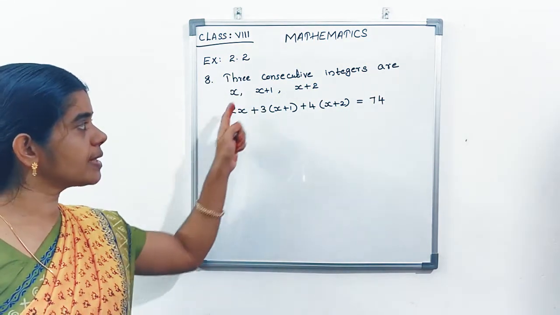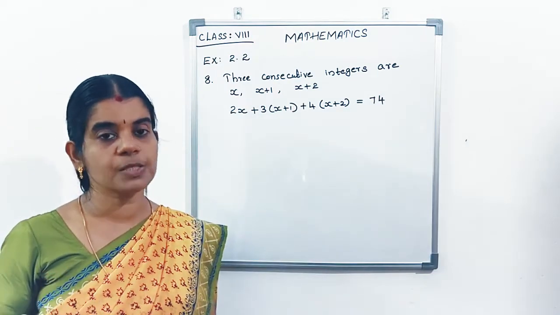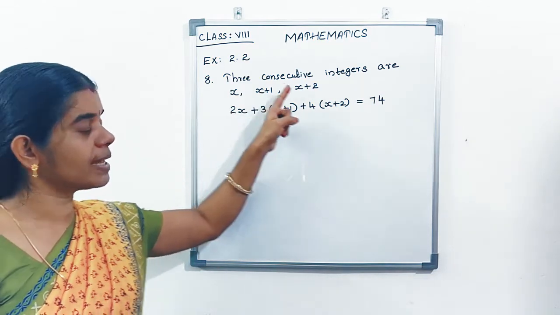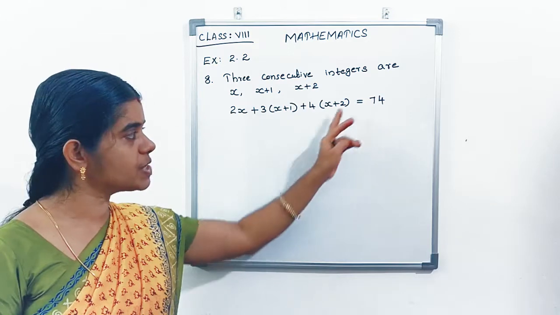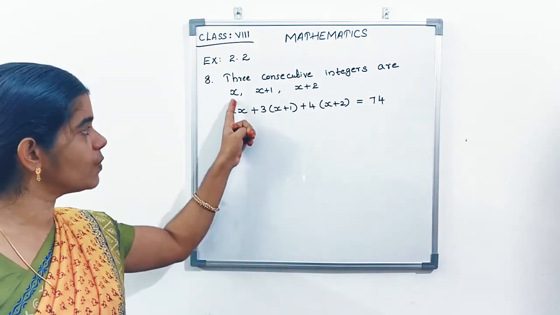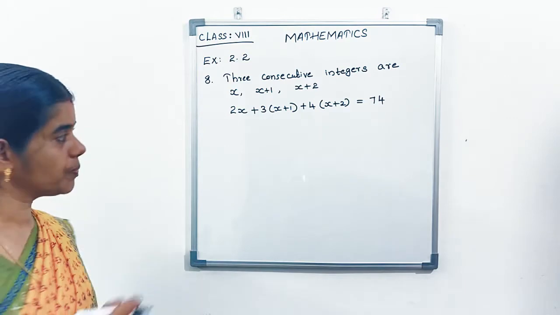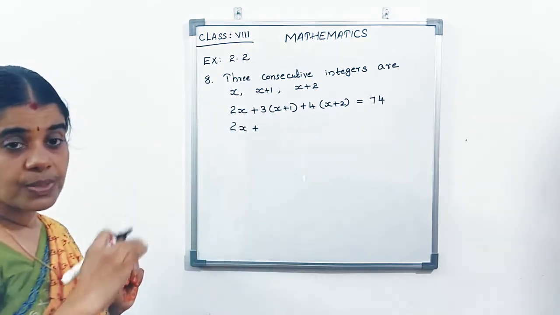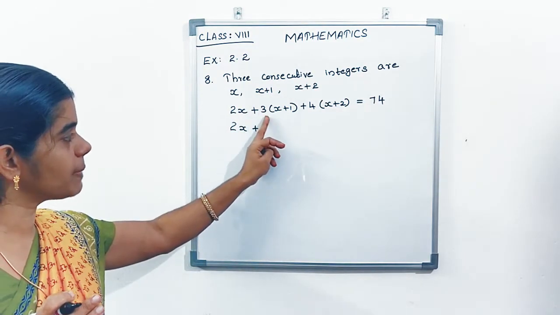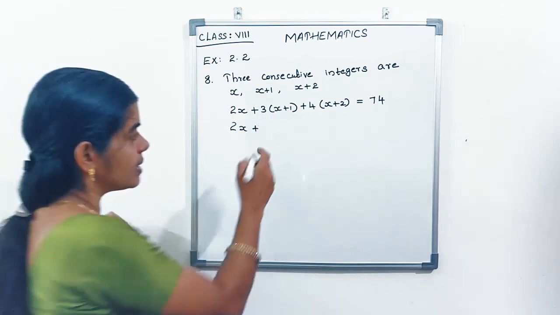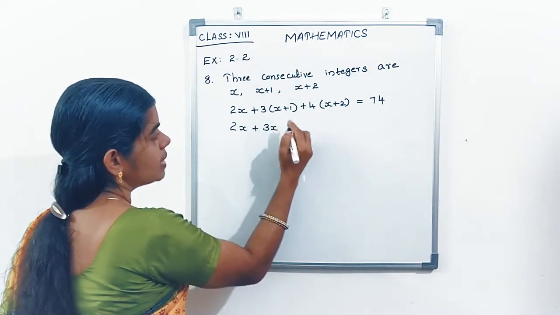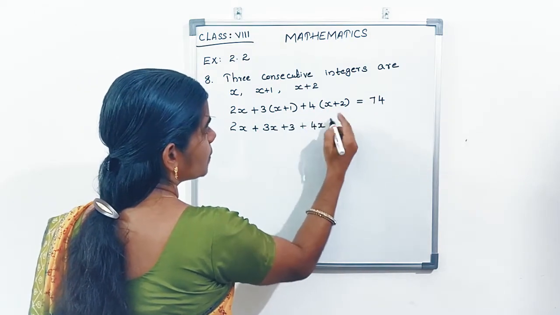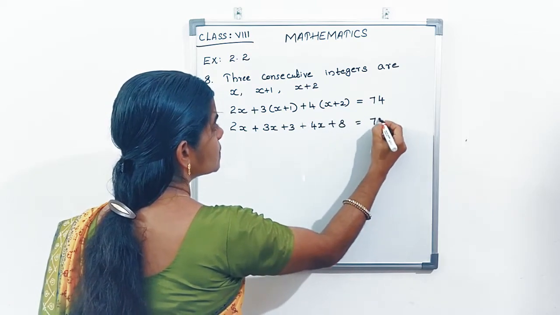Is it clear now? The three consecutive integers are x, x plus 1 and x plus 2. If we multiply them by 2, 3 and 4 and add, we get the sum 74. You want to find the values of x, x plus 1 and x plus 2. So 2 into x is 2x. Then 3 is outside the bracket, so you multiply it with x and 1: 3 into x is 3x, 3 into 1 is 3. Here also 4 into x is 4x, and 4 into 2 is 8, equal to 74.